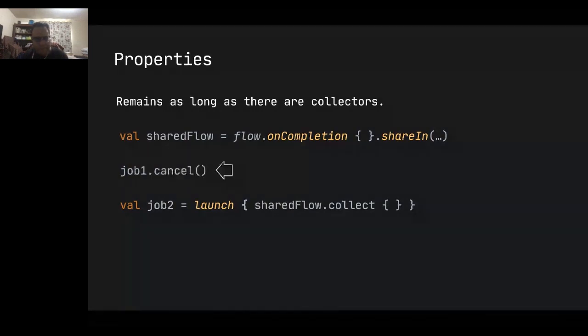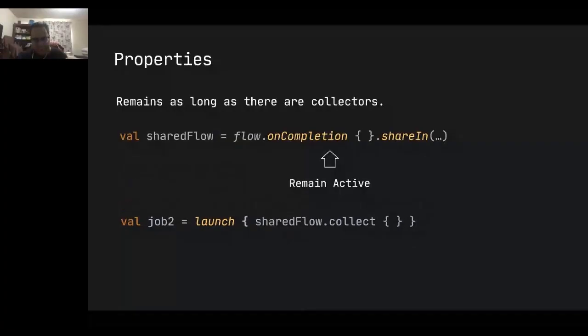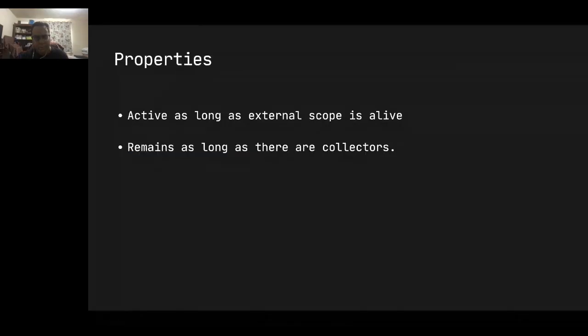I'll cancel them. In that case, the upstream flow remains active. It doesn't complete, because I still have a subscriber that's active, that's listening to the shared flow. So those are the two properties of WhileSubscribed and what it does for the shared flow.